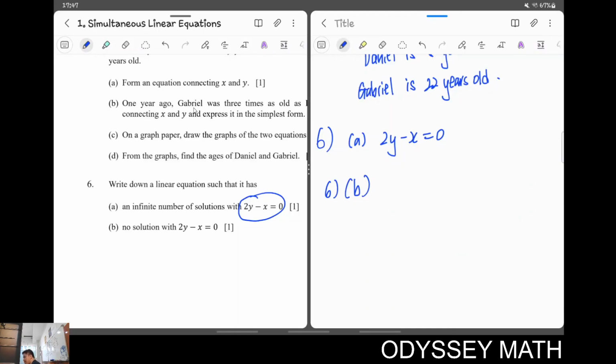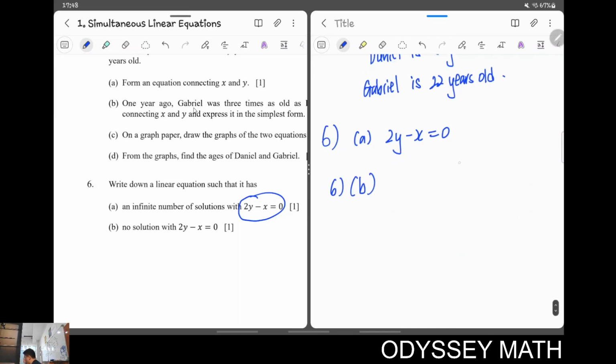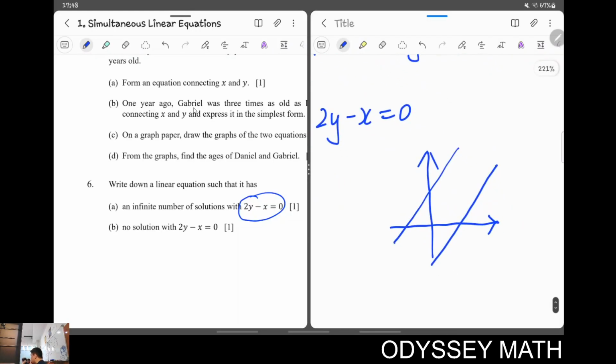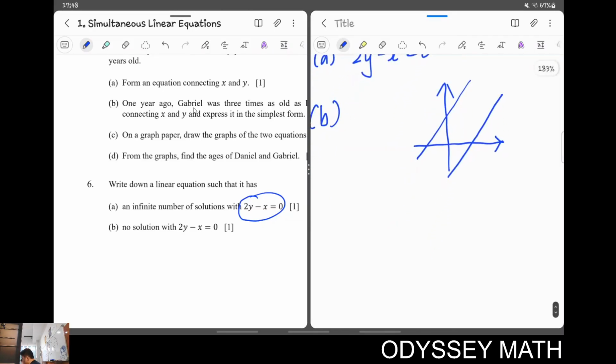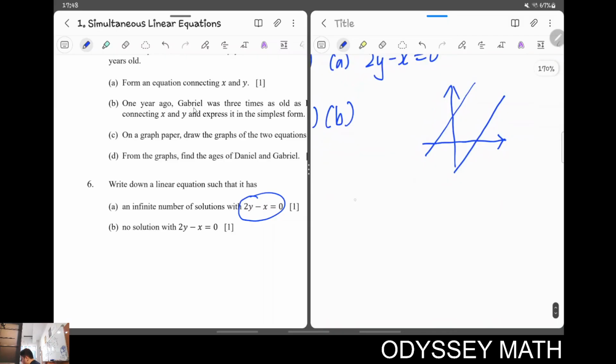Okay, part B, no solution. This is what one of the students mentioned. No solution means what? I'll draw it out for you. If these two lines are parallel but not overlapping, do they intersect? No, so no solution. So what you have to do here is make one of the equations 2y minus x equals 1. There's one example over here.